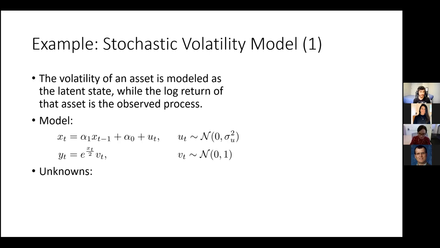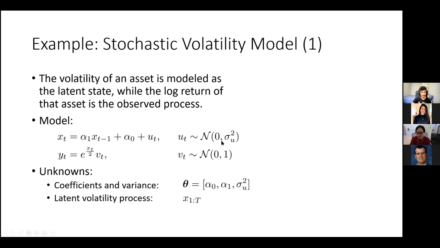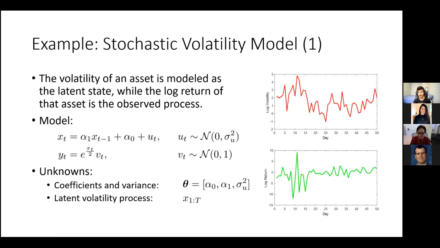And so the unknowns of this model would be the coefficients of that transition distribution, the alpha zero, alpha one, and the noise. And then we also want to learn the latent volatility process. Here's an example of simulated data from this process. The red curve represents the volatility of the asset, whereas the green curve represents the price, the log return.